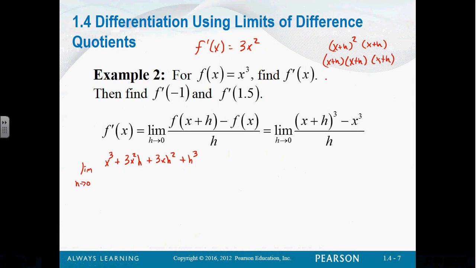So if we fold that, we get x squared plus 2xh plus 2xh plus h squared times x plus h again. Collect like terms: x squared plus 4xh. No, I can't multiply. It's not 2xh, it's just xh. So that'll be 2xh plus h squared.